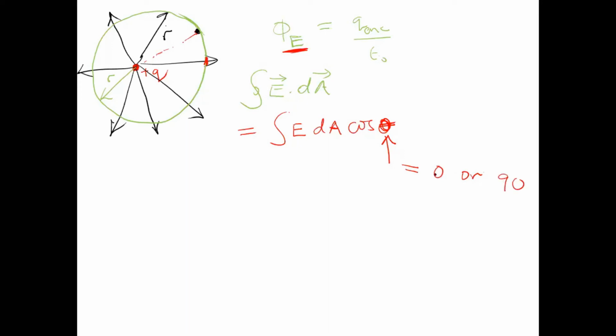If you find that it is 0 degrees, then the cosine of 0 will be equal to 1. Then this one can just be written as the electric field times dA. If it is 90 degrees, then the cosine is equal to 0, so the electric flux will be 0. Now, on the other part, you just have to ask yourself, what is the charge that is enclosed by this Gaussian surface? So those are the steps that we are taking.